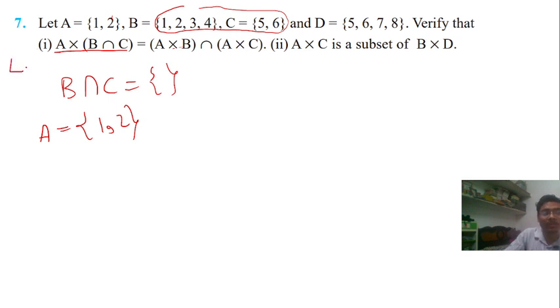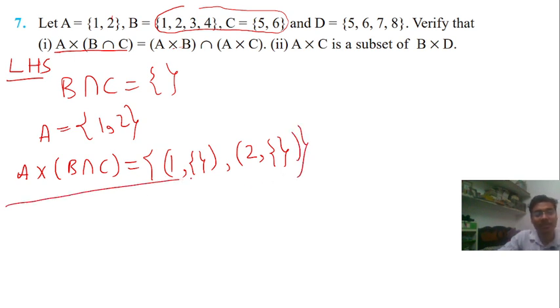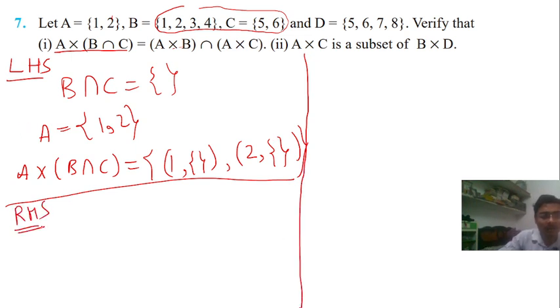So we are solving here the left hand side. Finding the product of B intersection C with A, we will have to first write the elements of the first set, and then the element of B, then the element of A, and the element of B cross C. So this is our left hand side. Now we will find out the right hand side of this statement.